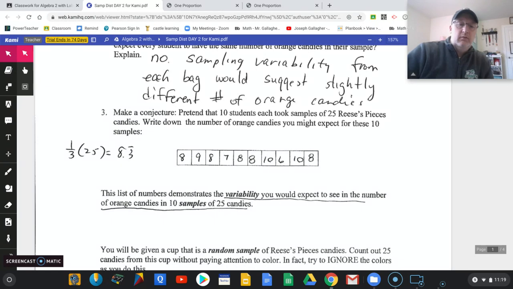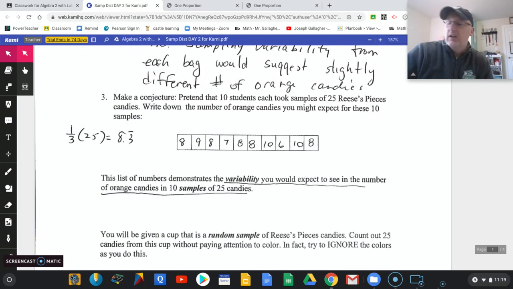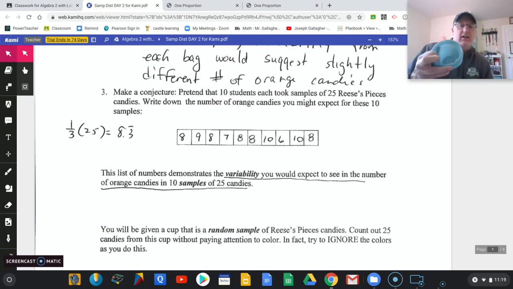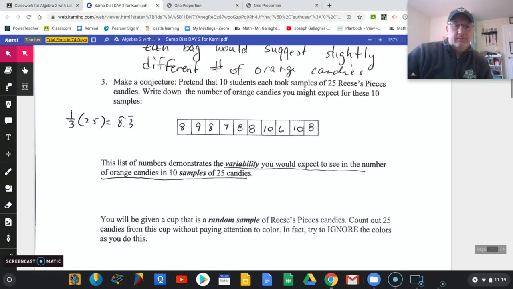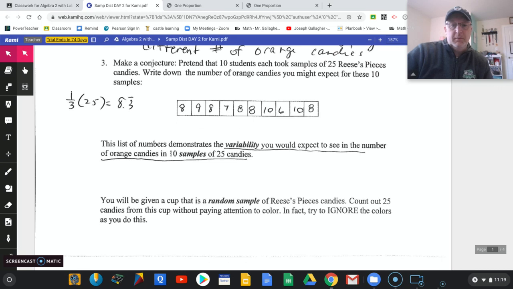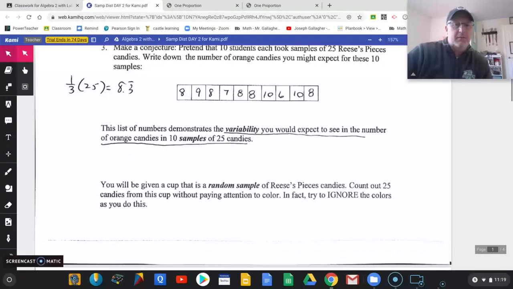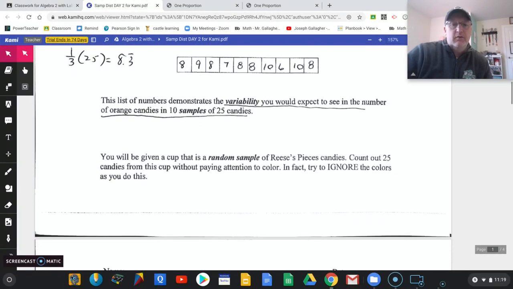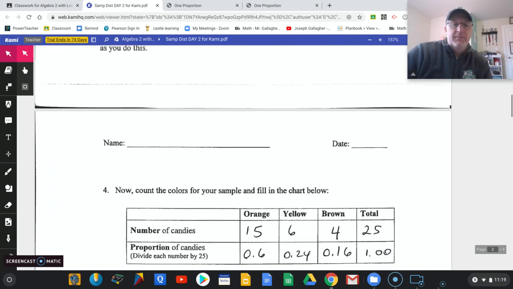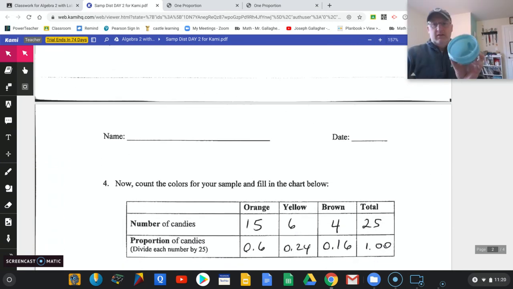So at this point, what I would have you guys do is take your bag, count out 25 candies like I did here, and then simply count how many of them are orange. When you first put them in there, you try not to pay any attention to color, trying to be random. And once we did, we would check to see how many orange there were. Now, I did this morning. That's right here and here. And what I got was 15 were orange, 6 were yellow, and 4 were brown.